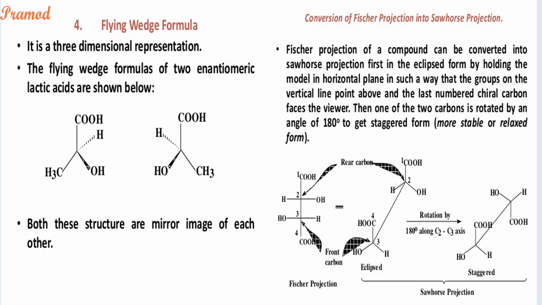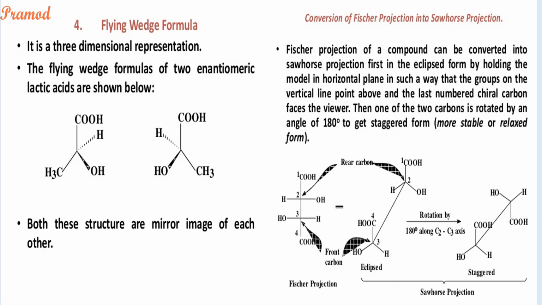Let us start first with the conversion of your Fischer's projection into your Sawhorse. What you see in Fischer's, you have a straight vertical line, and the substituents are across the vertical line. You have a horizontal line and the substituents are on the sides. Okay. So Fischer's compounds are converted.